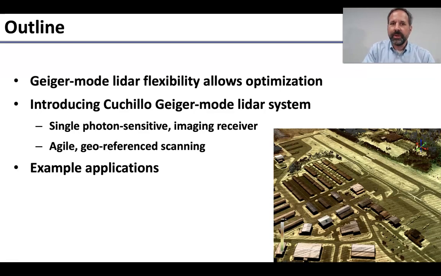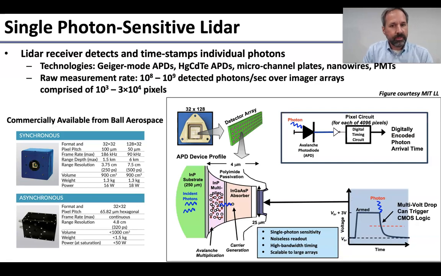So, what's the big deal about Geiger-mode Lidar? Well, single photon sensitive Lidar is a more general term. These are Lidars that on the receive side, detect and timestamp individual photons. There are several technologies that can be used to accomplish this photon by photon detection process. I'll talk about what I know about, which is Geiger-mode avalanche photodiode arrays. There's also mercury cadmium telluride APDs, which we'll hear about in another talk. Microchannel plates, where you can get spatial resolution by having segmented anodes. There are nanowire detectors, photomultiplier tubes.